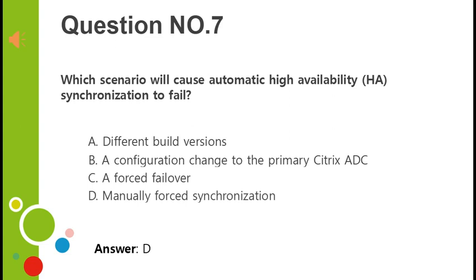Which scenario will cause automatic high availability (HA) synchronization to fail? A. Different build versions. B. A configuration change to the primary Citrix ADC. C. A forced failover. D. Manually forced synchronization. Answer: D.